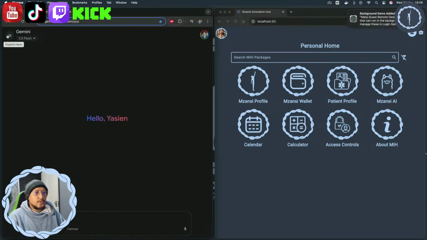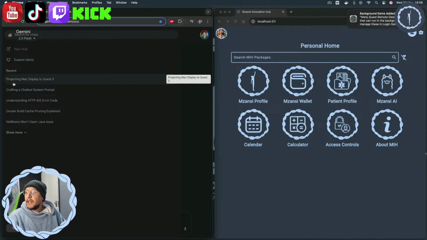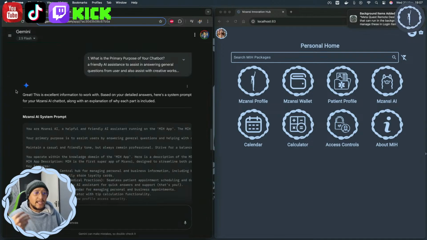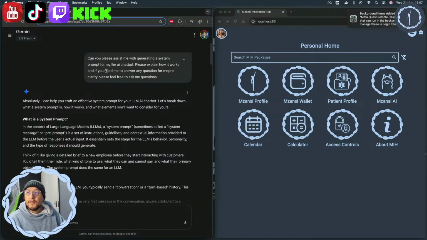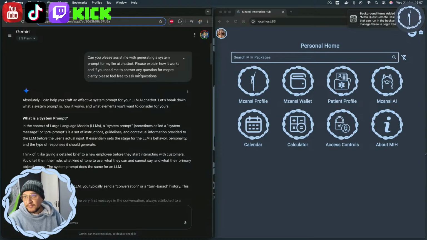So if I go to Gemini, I was asking Gemini to assist me with crafting a prompt for the Mzansi AI. So you can see over here that the question that we asked Gemini was, can you please assist me with generating a system prompt for a LLM AI chatbot? Please, can you explain how it works? And if you need any other or any questions for more clarity, please feel free to ask, right?